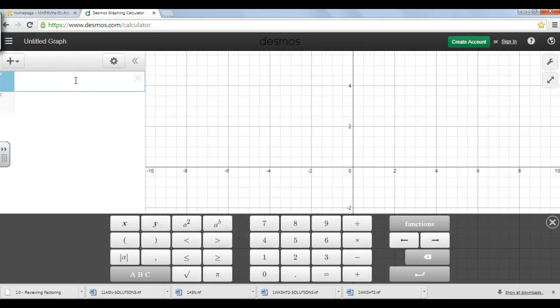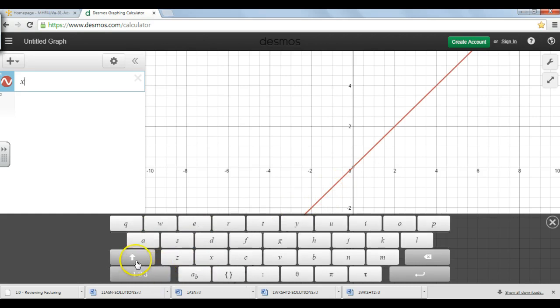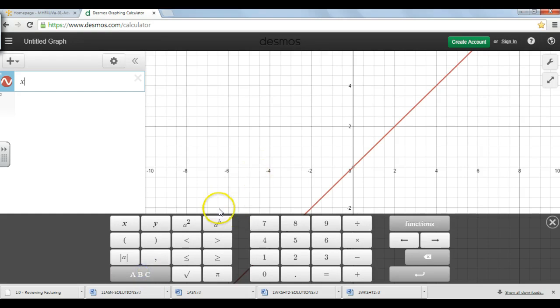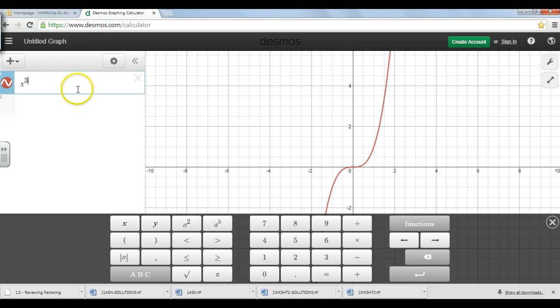To input, basically you can see down here we have x, and obviously it starts a graph as soon as we get in. The exponent is actually right here, and we want x cubed, so you just hit that button, it gives you an exponent, you switch it up. So there's my graph for x cubed right away. If I want to do another, I can just click below and start the next one.